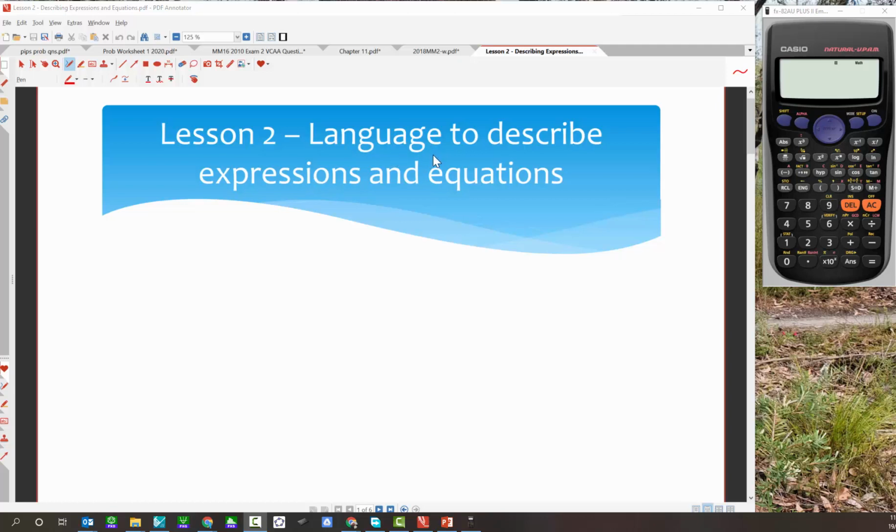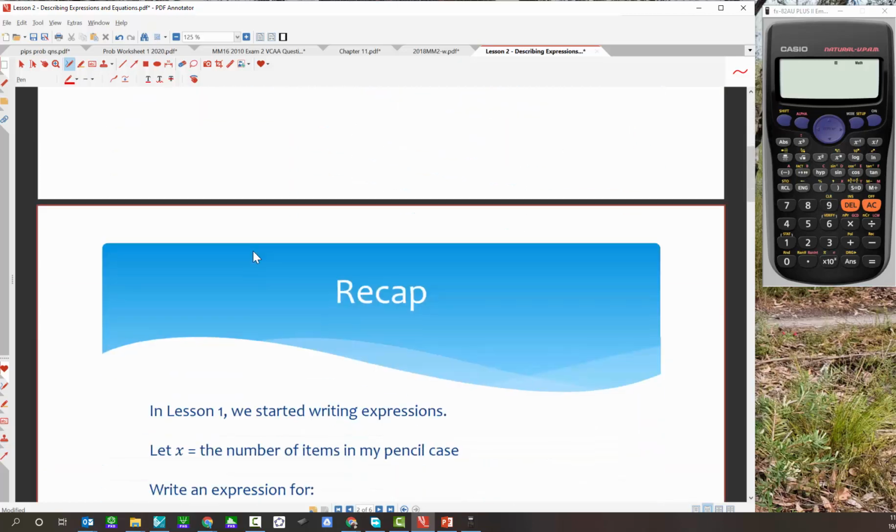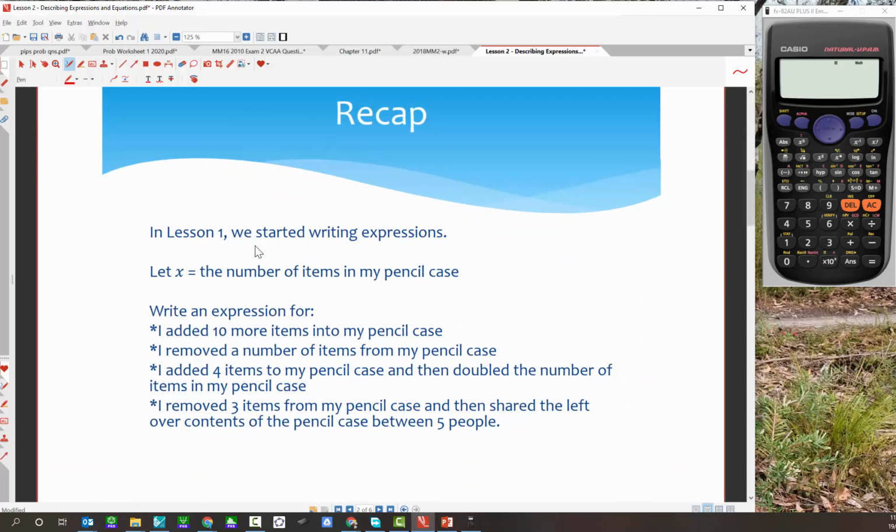Today we're going to extend our understanding of expressions and start to develop a language around them, so to describe different parts of expressions. We're also going to look at equations, but before we get stuck into this too much, let's do a quick recap of lesson 1.